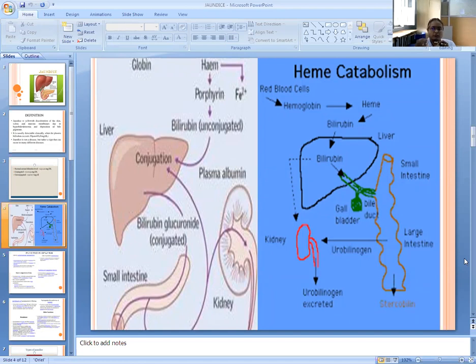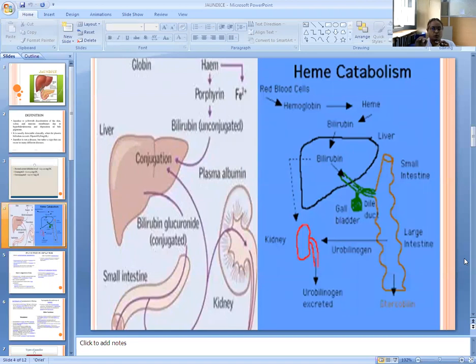Then the liver cells, the hepatocytes, take up this protein-bound form of bilirubin. The albumin is dissociated from the bilirubin and re-enters circulation to be reutilized by the body. Now the bilirubin is conjugated in the liver. This is called the conjugated form of bilirubin.